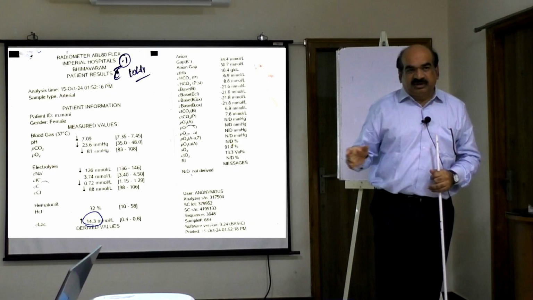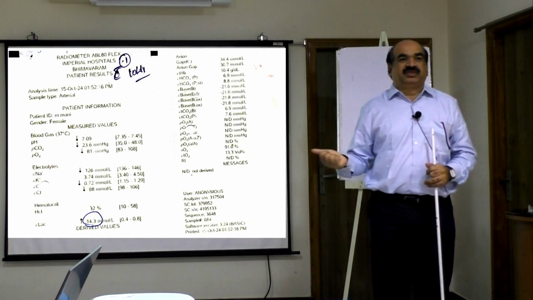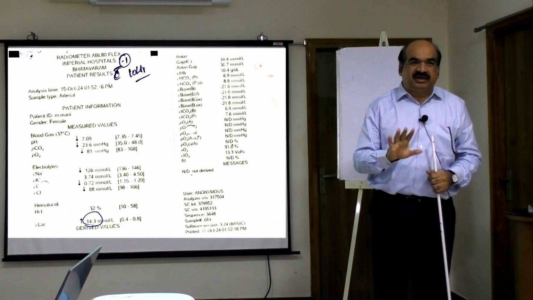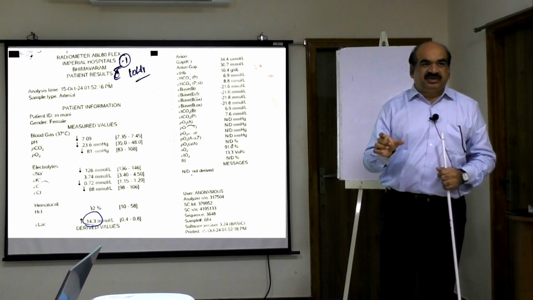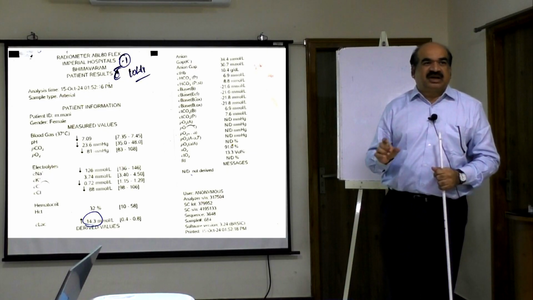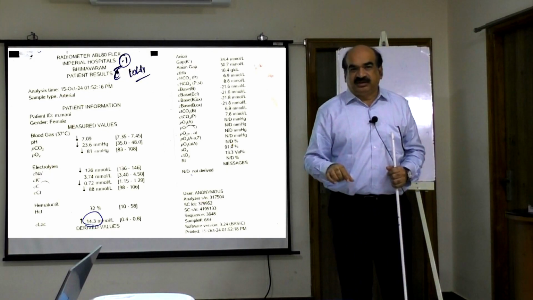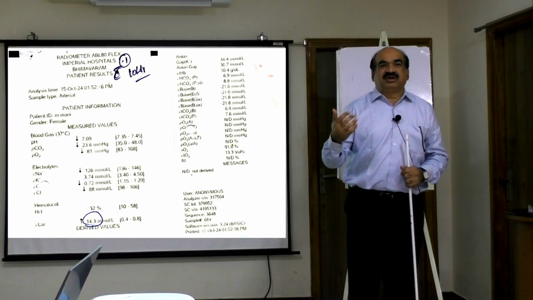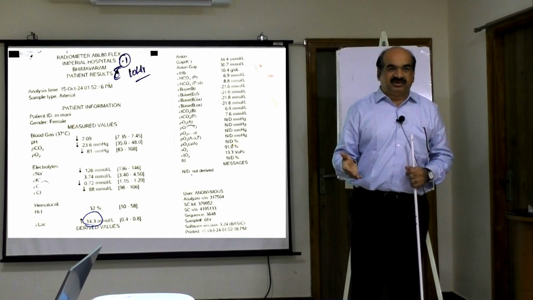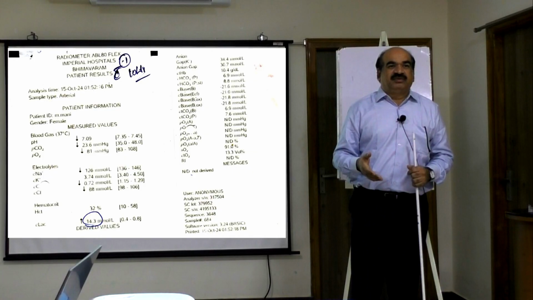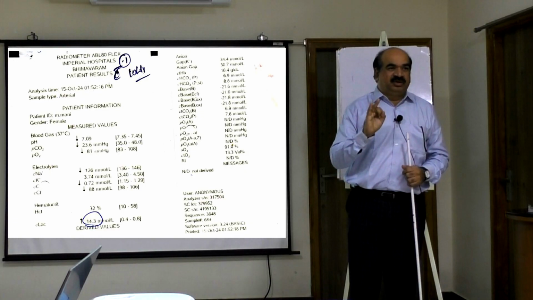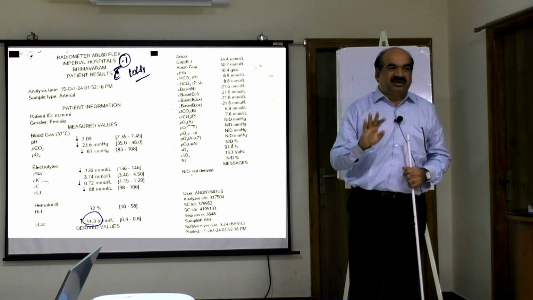And what is the cause for metabolic acidosis in this case? High anion gap metabolic acidosis. There are 4 important causes for high anion gap metabolic acidosis. Easy mnemonic is KULT. K for ketoacidosis: diabetic ketoacidosis, alcoholic ketoacidosis, starvation ketoacidosis. U for uremia. L for lactic acidosis. T for toxins.